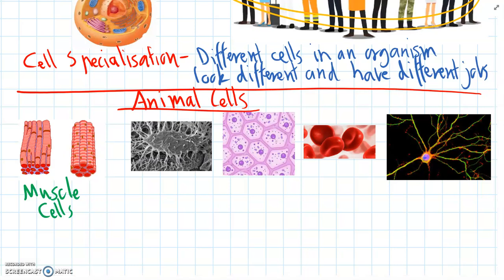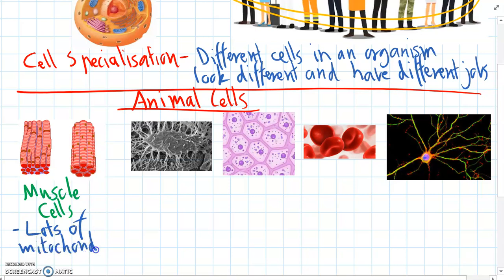And thinking about organelles, muscle cells need lots of energy. So if we looked inside each muscle cell, there'll be lots of mitochondria. Remember that mitochondria are what converts our food molecules into energy for the cells to use. And they're rod-shaped, like we could see before.